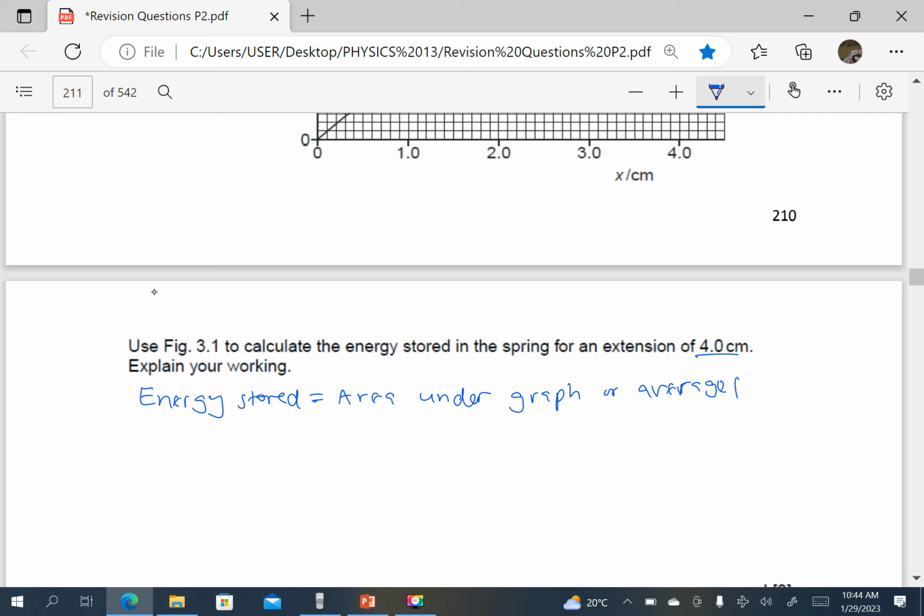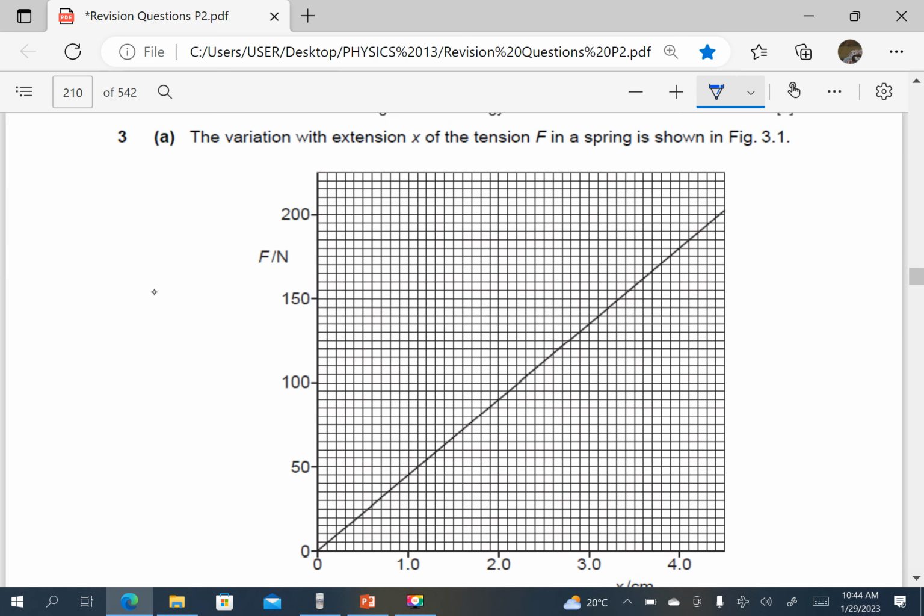Average force times the extension. So let's use area under the graph. So that would be a half times what you would call the base. That is at 4.0. Extension is 4.0. I think this is because the scale is 50 divided by 10, that is 5. 1, 2, 3, 4, 5, 6. I think that is 30, making this one 180.